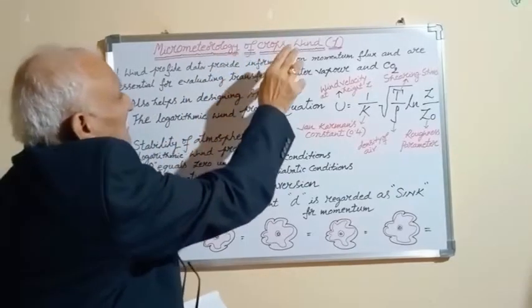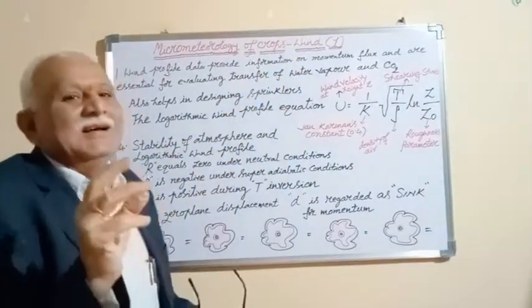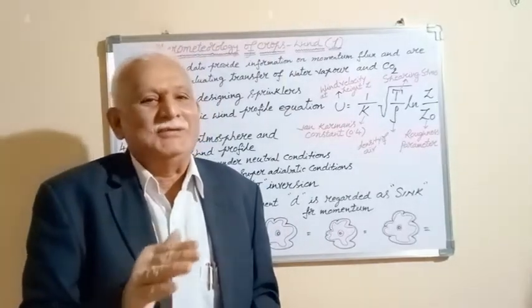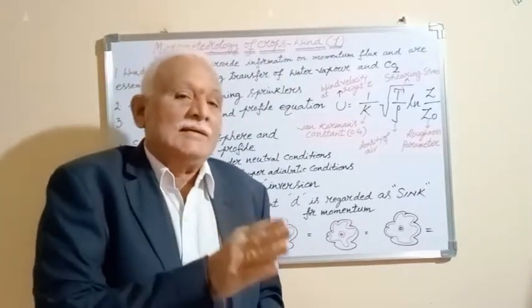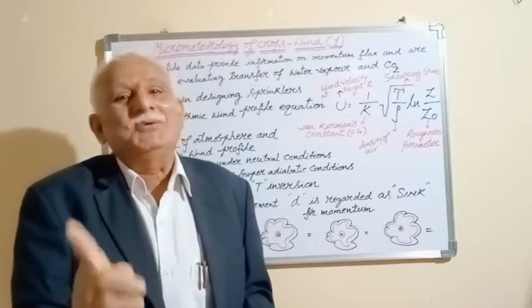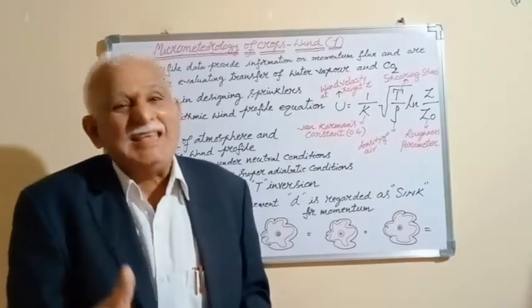Micrometeorology of crops, wind 1. Wind, by definition, is air in its horizontal motion. The direction from which wind comes is known as windward. The direction to which wind goes is known as leeward.